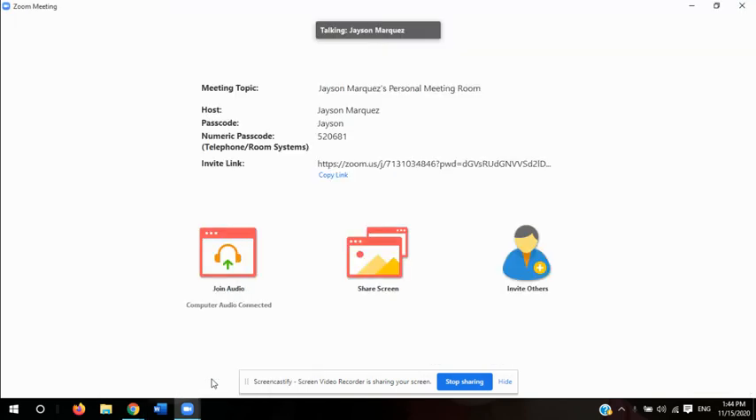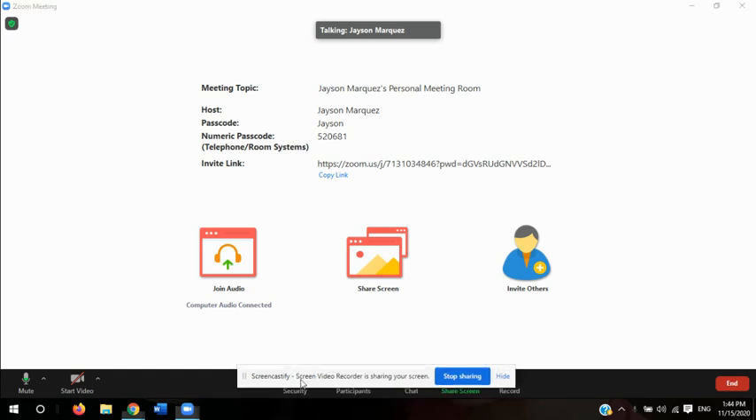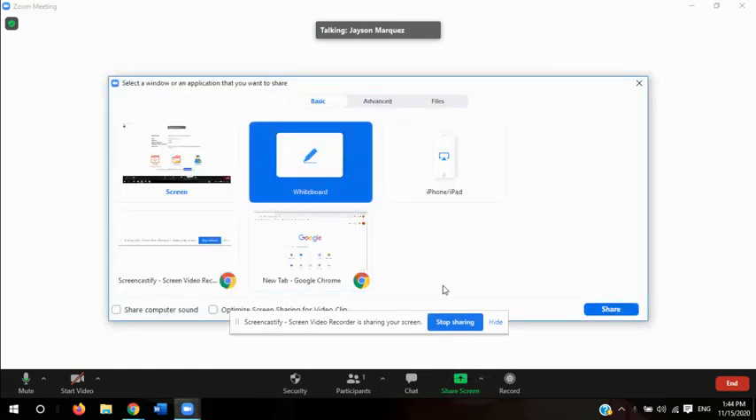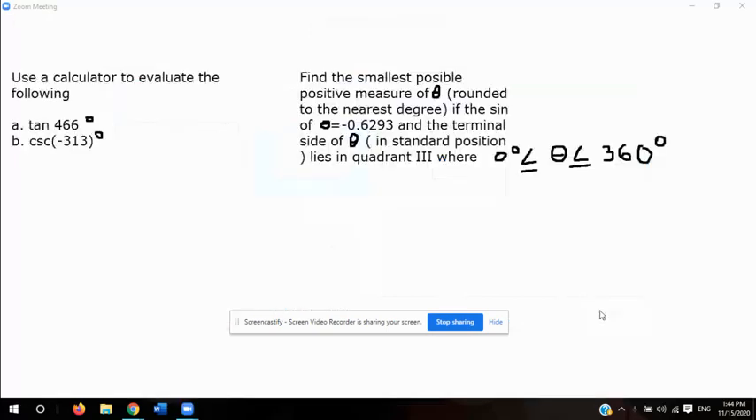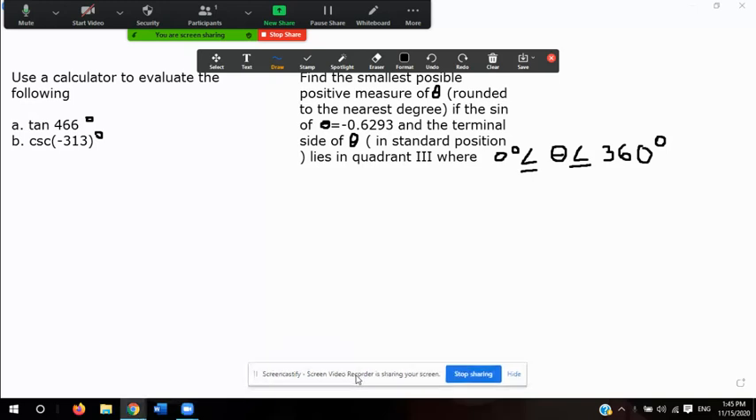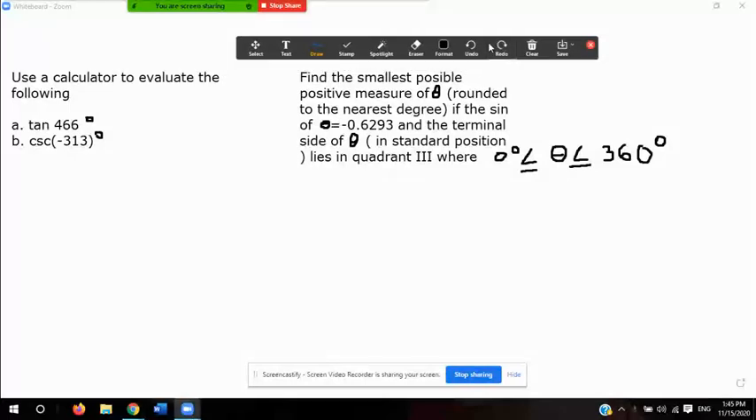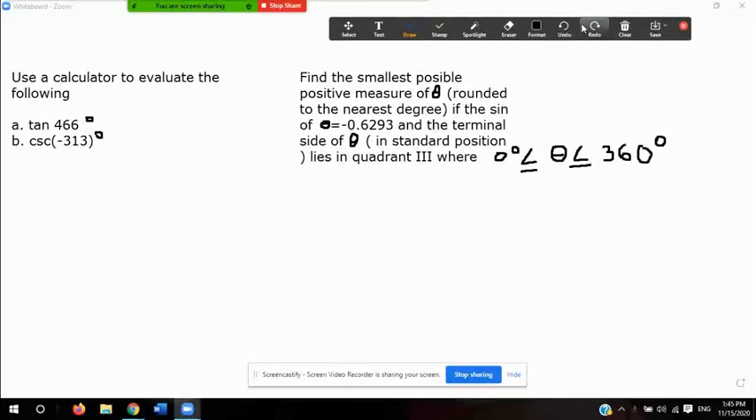So what we're going to be reviewing in this video are basically examples 9 and 10, which are in your textbooks, and the concepts that we're going to see in examples 9 and 10 are the following. The first thing we're going to see, specifically in example number 9, is how to use a calculator to evaluate trigonometric values of angles.